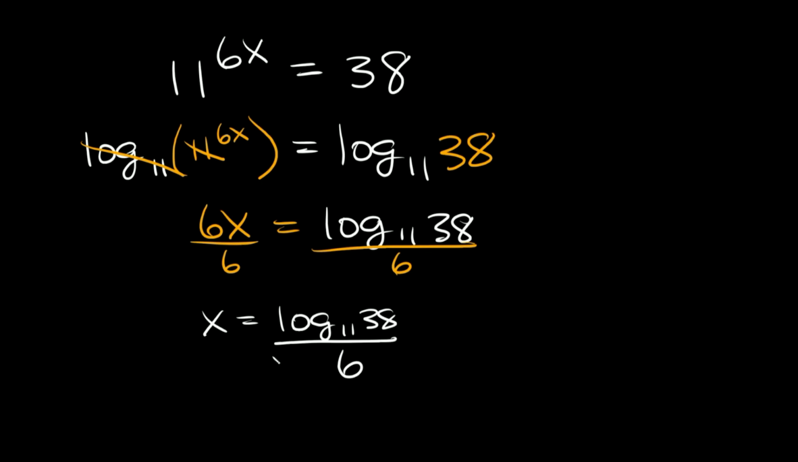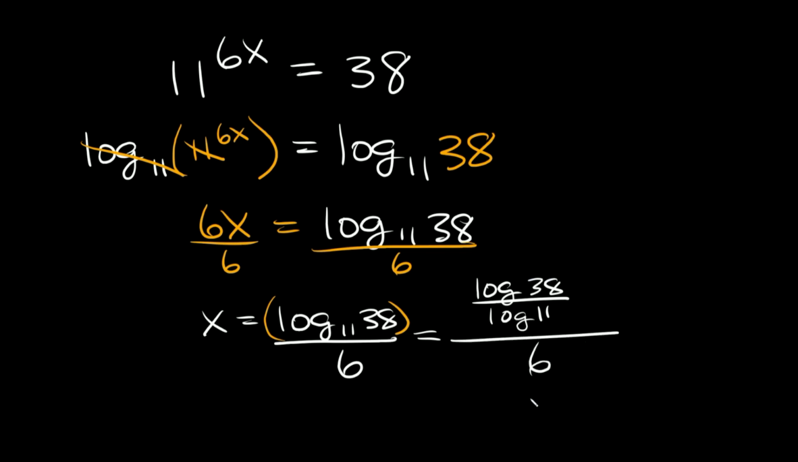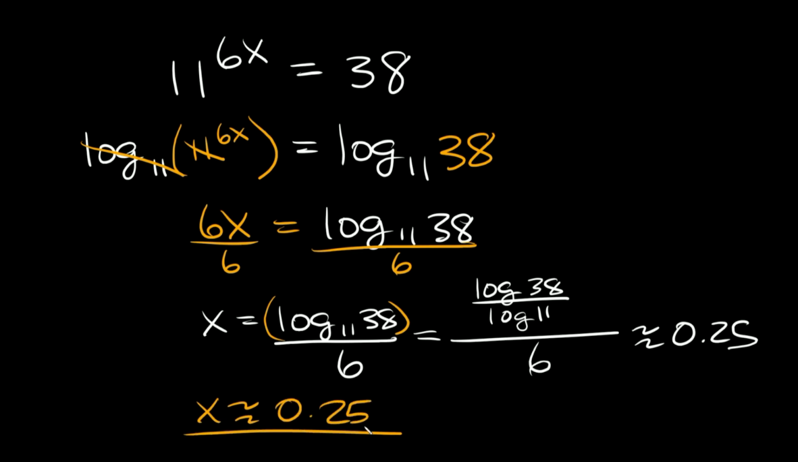Now, it's up to your teacher if they will allow you to leave your answer like this or not, but if you have to plug it into your calculator, then the way that you would solve this is by, again, saying, well, let's solve the top first. So log base 11 of 38, again, you can write that as the log of the big number, so 38, over the log of the little number, 11. So then you'll solve that, and then we're going to divide that by 6, okay? So then if you plug that into your calculator, you'll get that this is approximately 0.25, right? So then we get that x is approximately 0.25.